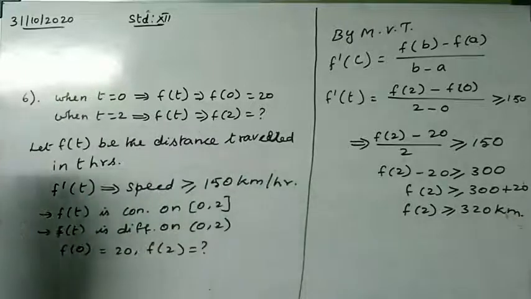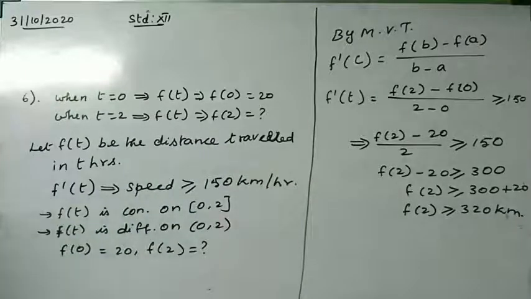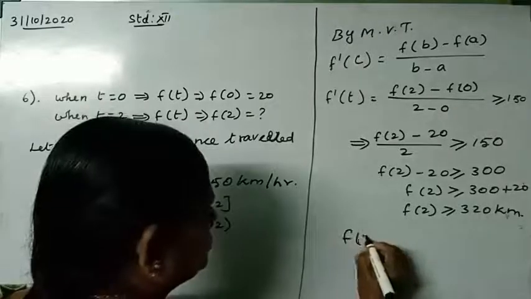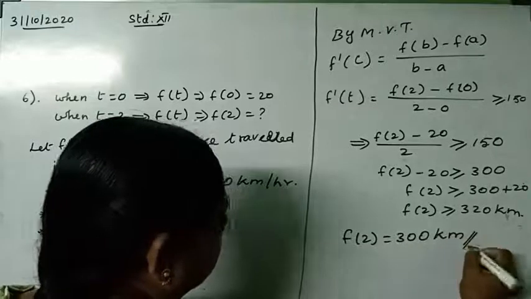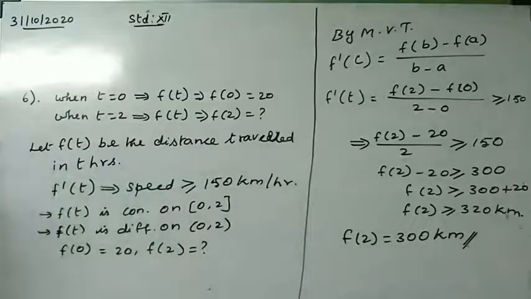That is, it should not exceed 150, so the answer is f of 2 equal to 300 km. So at time t equal to 2 hours, the race car driver reaches the 300th kilometer. That is the answer. Then question number 7.